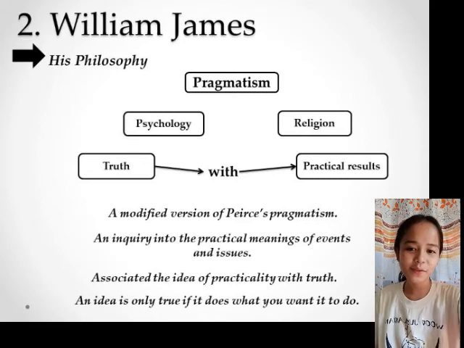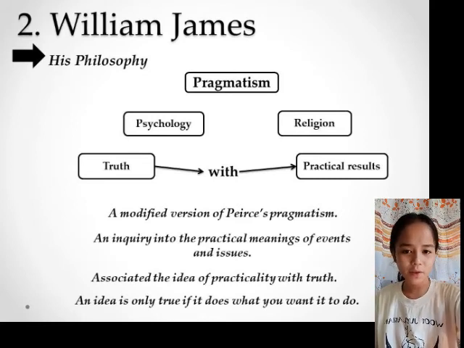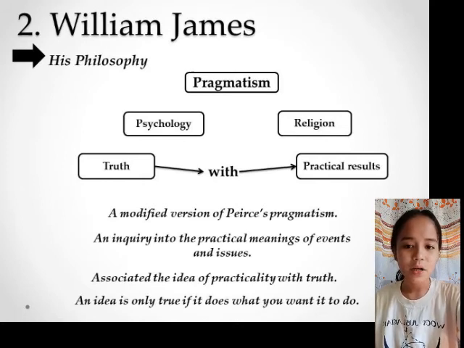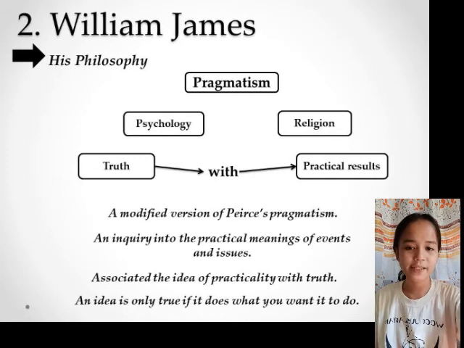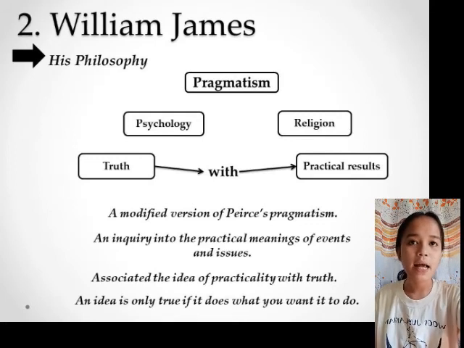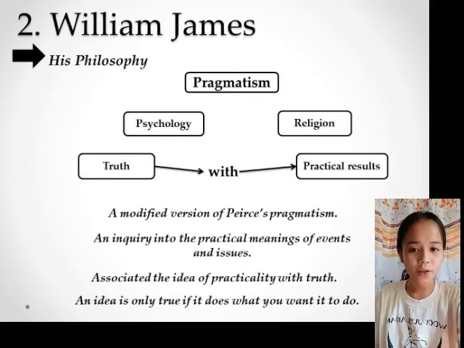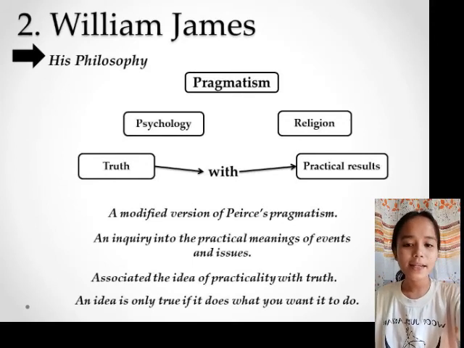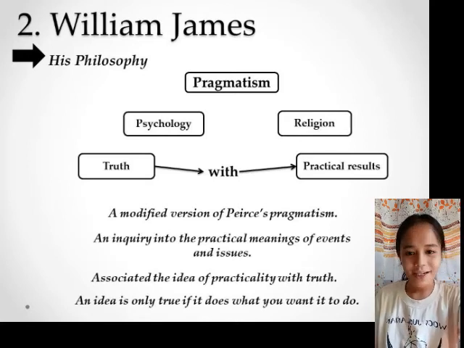Now, let's have James' philosophy. The philosophy of James focused on the pragmatism of psychology and religion. For him, pragmatism is an inquiry into the practical meaning of events and issues. Actually, this pragmatism is a modified version of Peirce's, the first philosophy. For James, pragmatism associates the idea of practicality with truth, and thus, an idea is only true if it does what you want it to do.